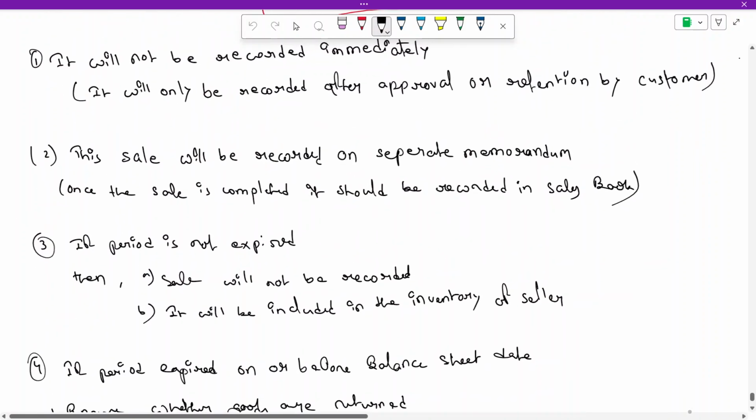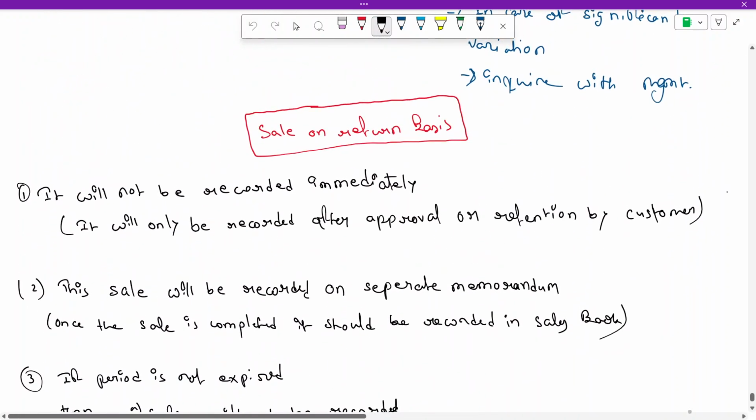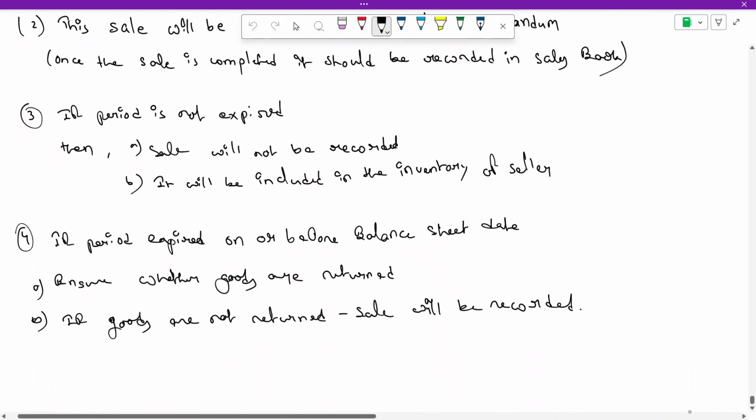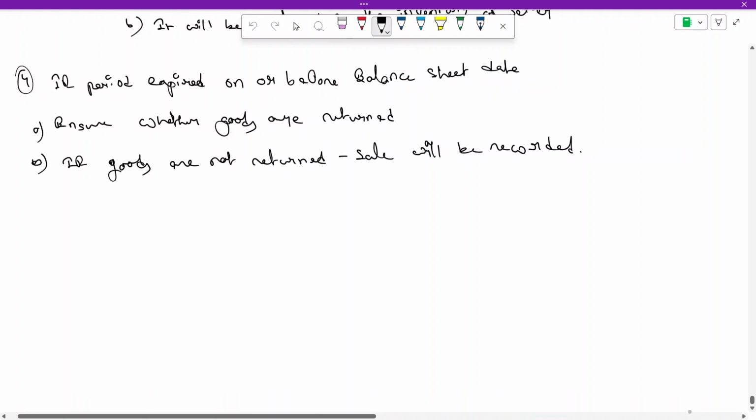So yesterday we discussed till the sale on return basis. Now the next topic will be scrap: how to verify or check the scrap, how to audit the scrap.